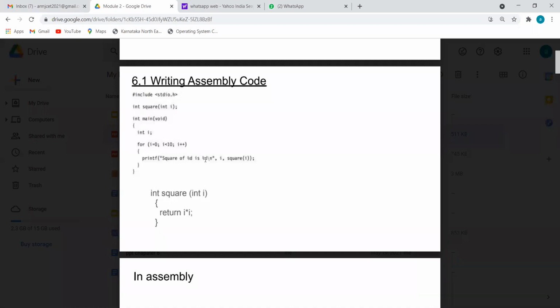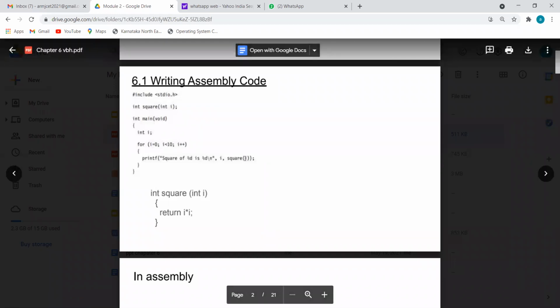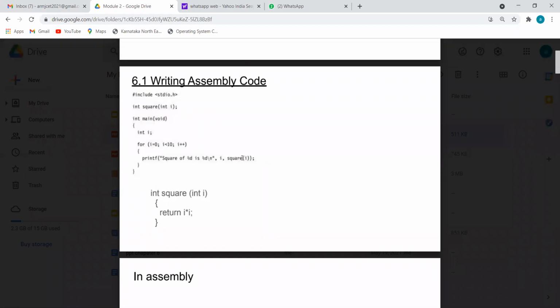But who is calculating this square? It's this function, a UDF, user defined function called square, with a parameter of I. So whatever is I presently, that value is passed. Directly we are not calculating here like I star I. Instead we are calling one UDF. That UDF's definition is here. You can see this part, the second part.